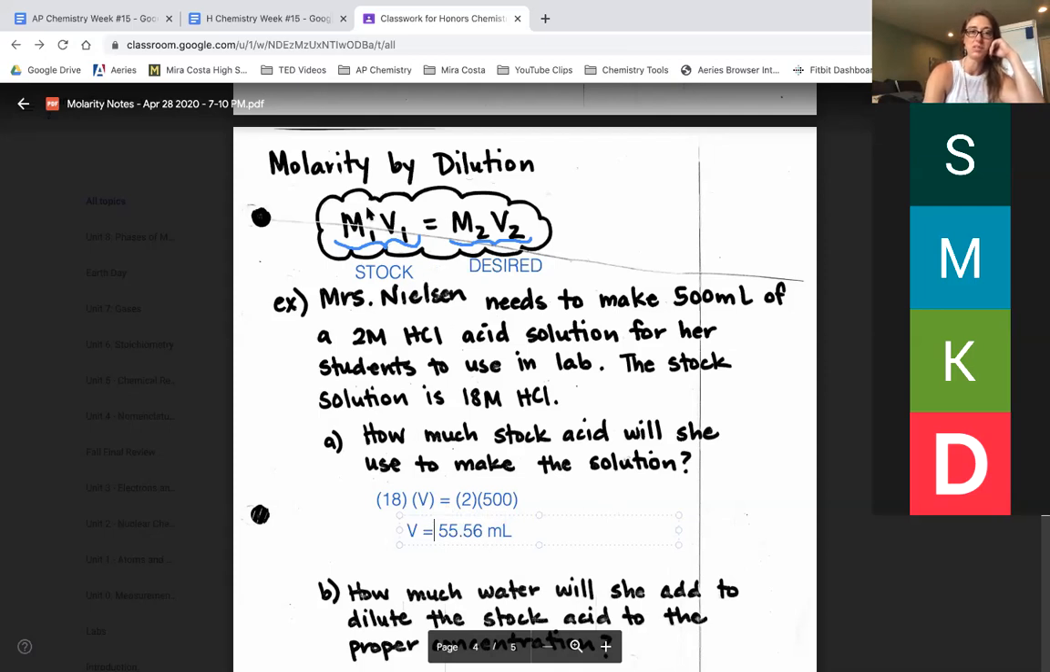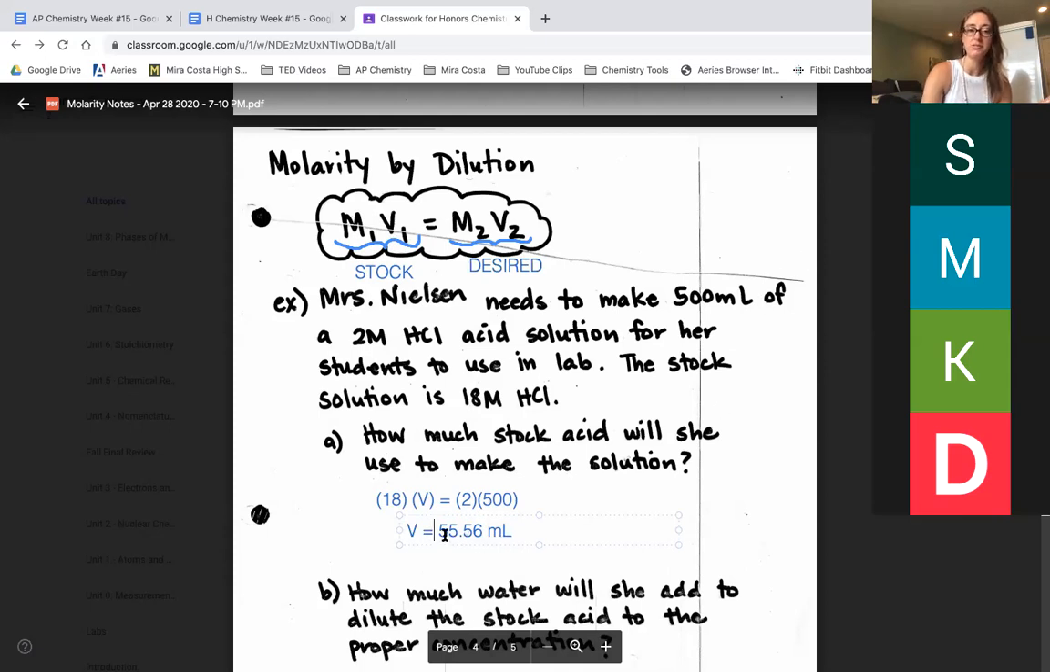This 18 molar stock is so concentrated that as soon as I take the lid off of it, it would start smoking. I would definitely need goggles, an apron, and gloves. I would do this in the hood because that stuff is gnarly concentrated. That's the most concentrated hydrochloric acid I've ever seen, is 18 molar. I don't even think we have that at school, actually. I think we only have 12 molar, but 18 is really, really concentrated.